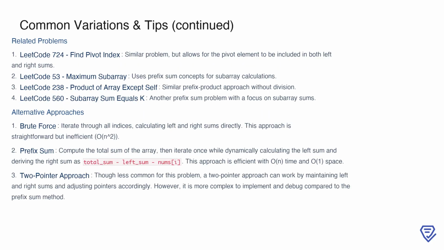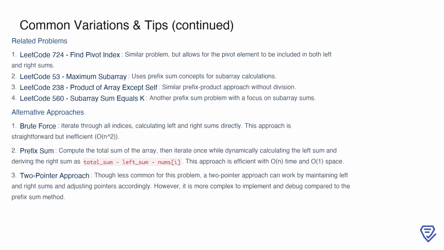Looking at related problems can deepen your understanding and expand your toolkit. For instance, LeetCode 724, the pivot index problem, is very similar but allows the pivot element to be part of both the left and right sums. LeetCode 53, maximum subarray, uses prefix sum concepts to find the maximum sum of a contiguous subarray. Then there's LeetCode 238, product of array except self, which applies a similar prefix product approach but avoids division. Finally, LeetCode 560, subarray sum equals k, is another prefix sum problem but focuses on counting subarray sums that match a given target.